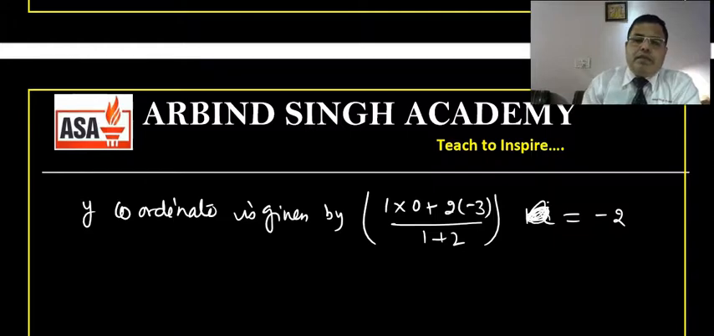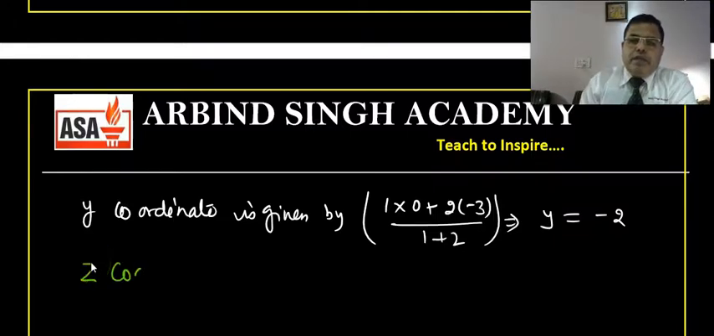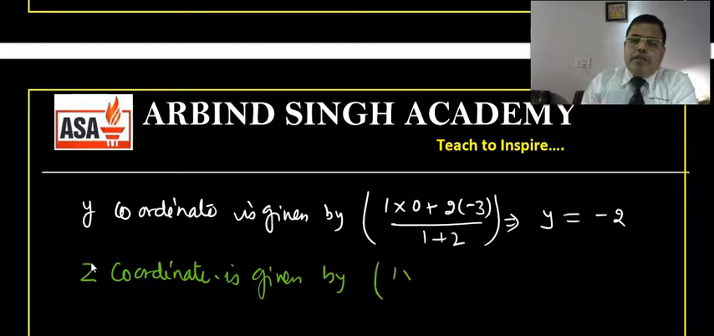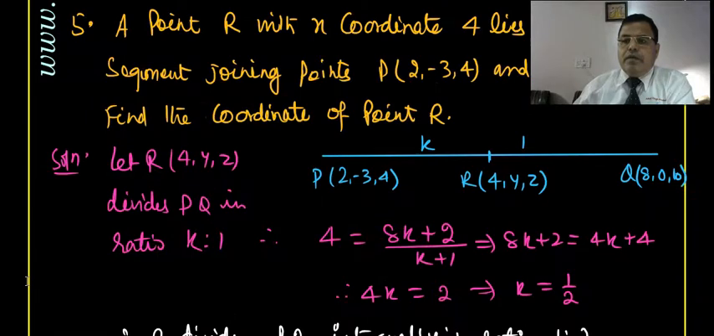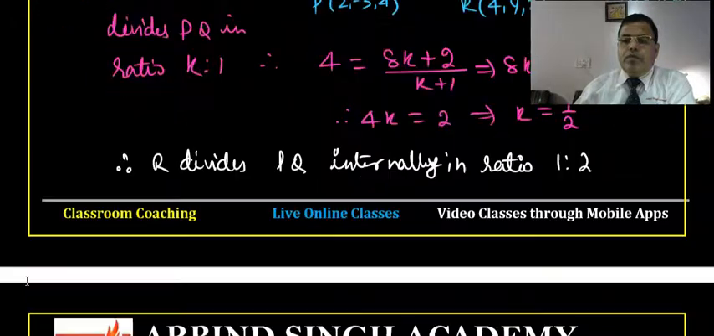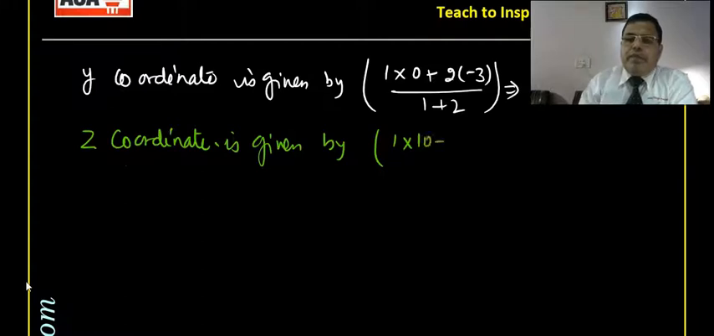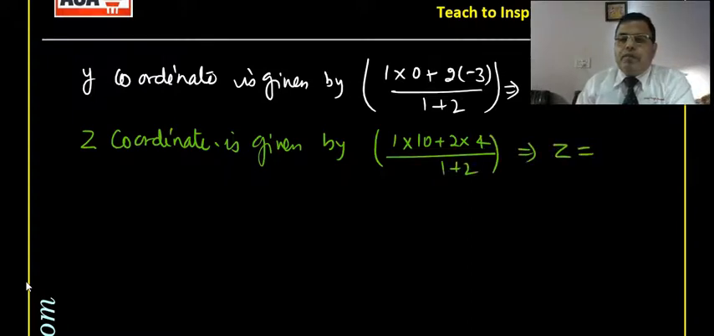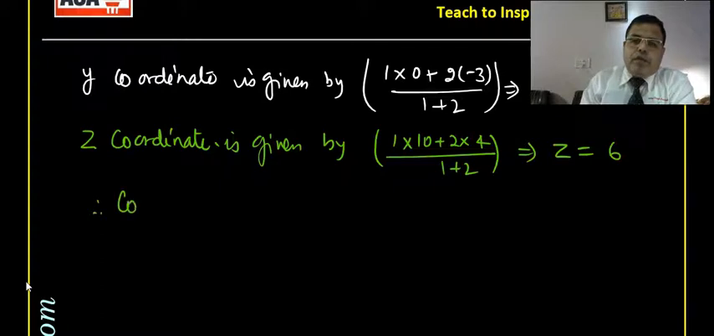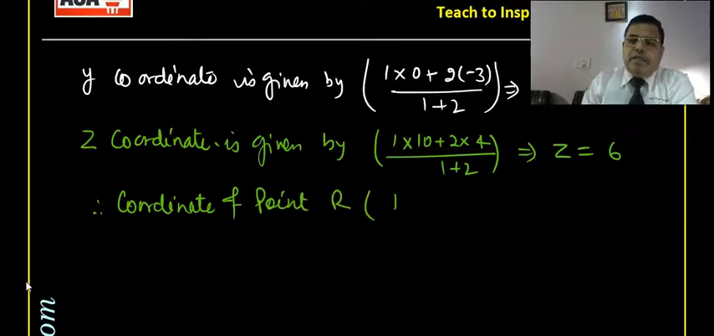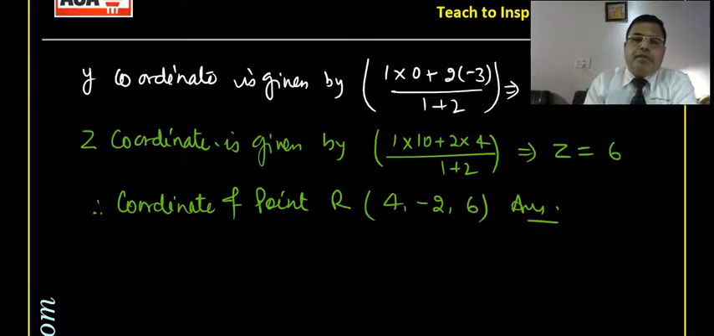Okay, and the z coordinate in the ratio 1:2 is given by 1 into 10 plus 2 into 4, divided by 1 plus 2. This implies z is equal to 10 plus 8, 18 by 3, which is equal to 6. And therefore the coordinates of point R will be 4, since the x coordinate is already given, y coordinate minus 2, and z coordinate 6. That would be the answer. I hope you got it.